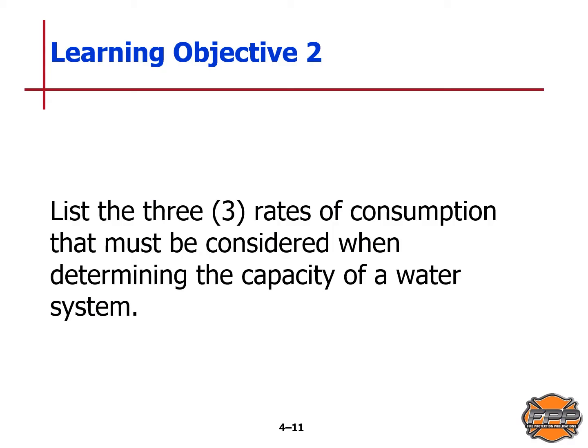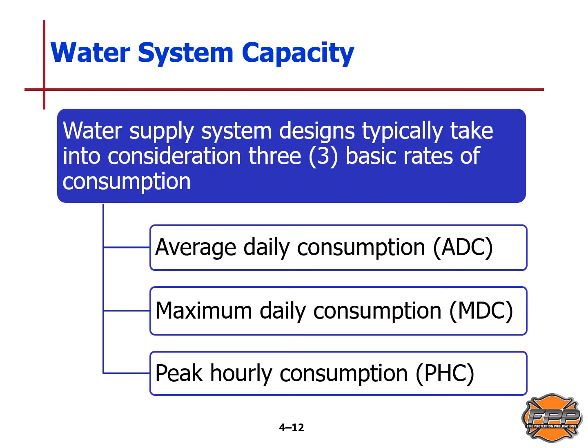Learning objective 2, we will list the three rates of consumption that must be considered when determining the capacity of a water system. Water supply system designs typically take into consideration three basic rates of consumption: the average daily consumption, ADC, maximum daily consumption, MDC, and peak hourly consumption, PHC.